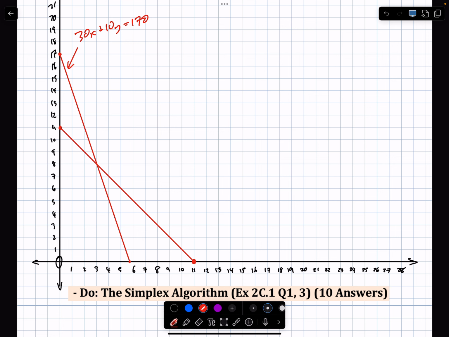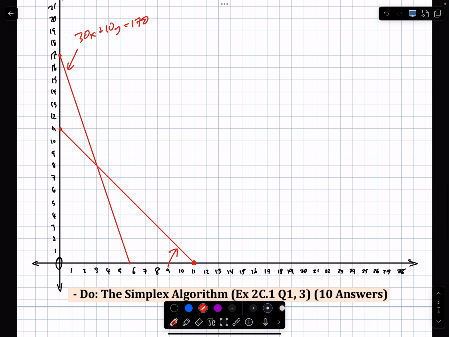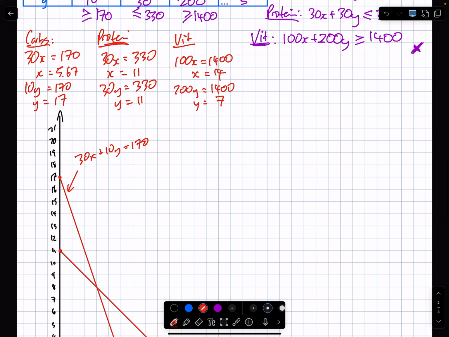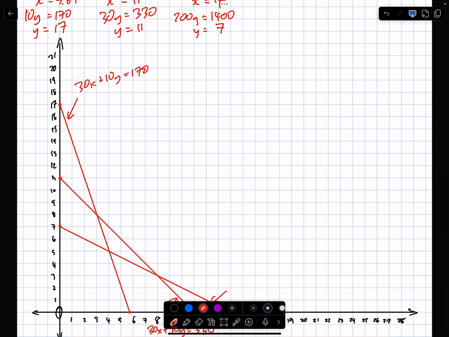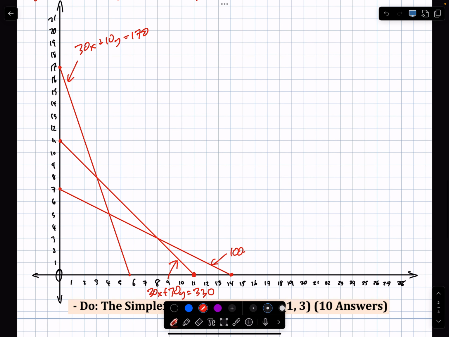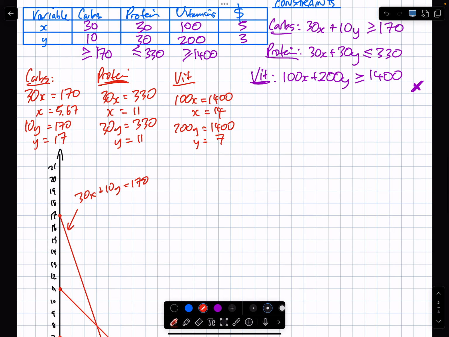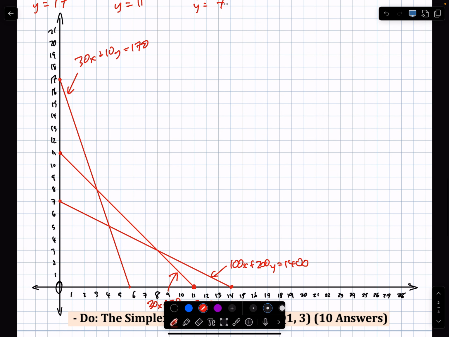This line was 30x plus 30y equals 330. What's the last line? X is 14, y is 7. Draw a line. What line is that representing? That is 100x plus 200y equals 1400. Okay, so at this point, your graph should look like that.